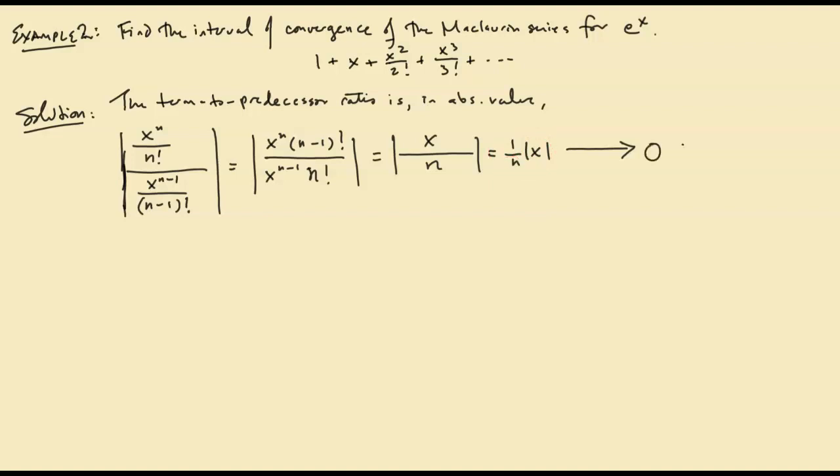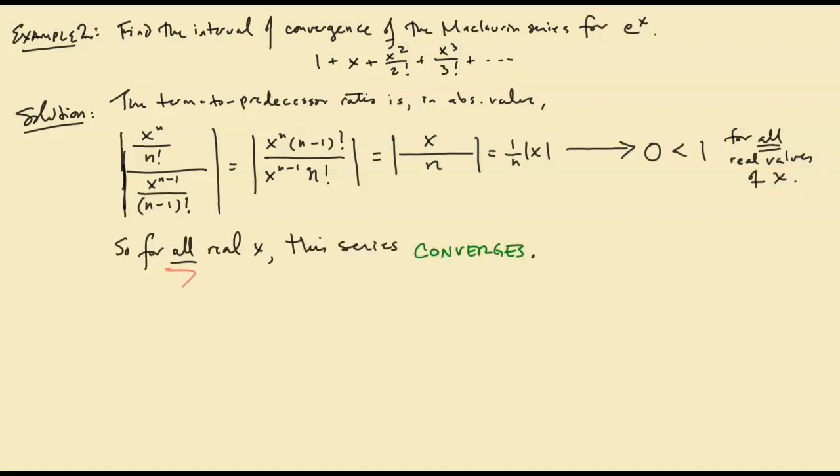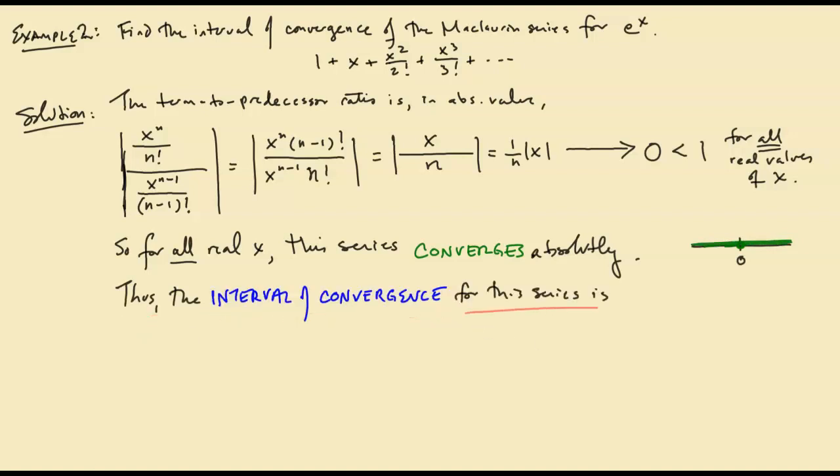And 0, of course, is less than 1, and this holds for all real values of x. So for all real x, this series converges. Absolutely, in fact. If I were to draw my little picture of the real line, it would be very boring. It's centered at 0 and it converges everywhere. It's just a green line. Thus, the interval of convergence for this series is from minus infinity to infinity. We don't have to check any endpoints this time because there are no endpoints. It just covers the entire line.